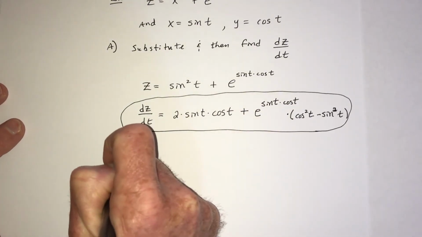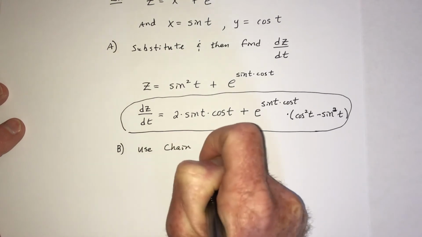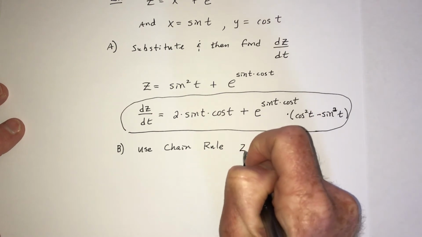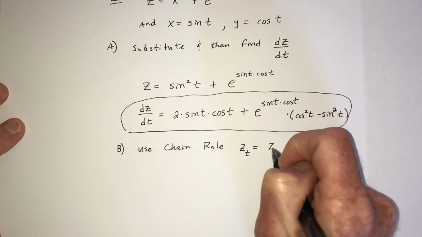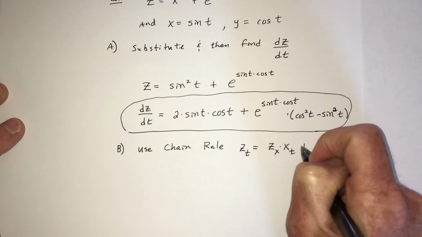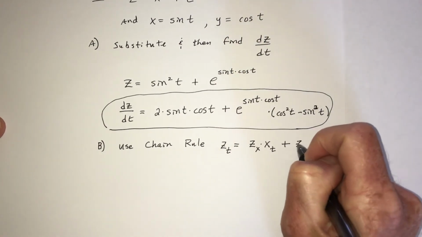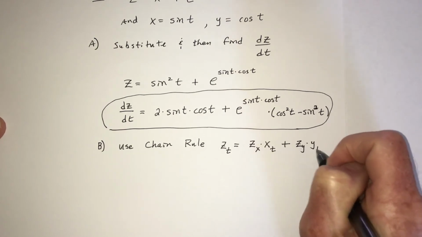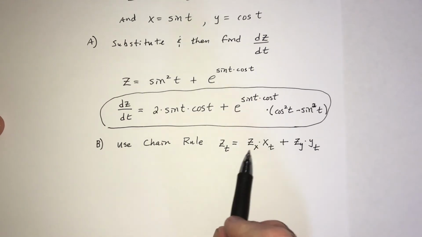Now part B, use the chain rule. So that would be the derivative of z with respect to t equals you take the derivative of z with respect to x, and then the derivative of x with respect to t. That's half of it. The next half is take the derivative with respect to y and multiply that with the derivative of y with respect to t. Okay, so we basically are doing it in pieces.